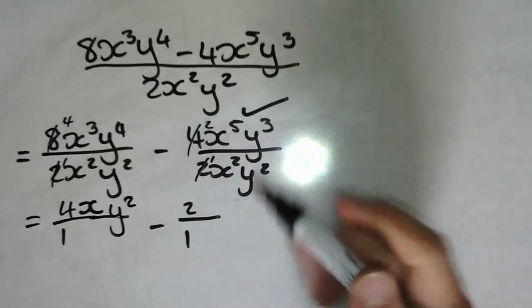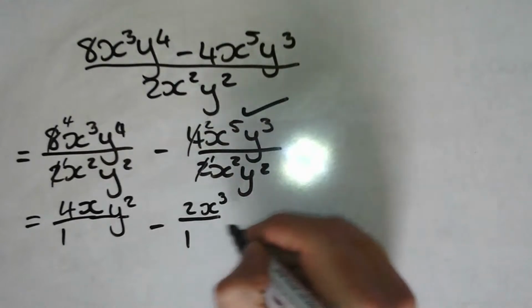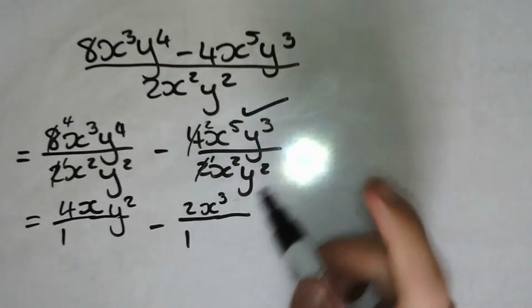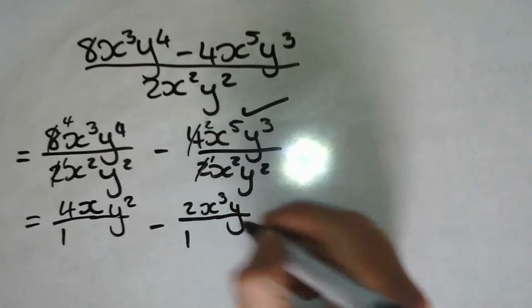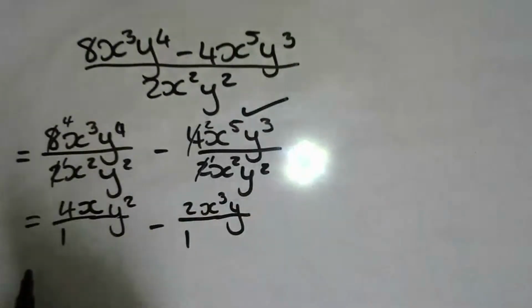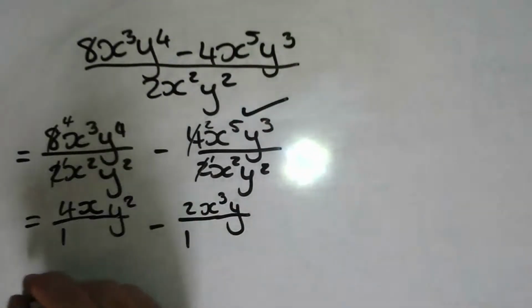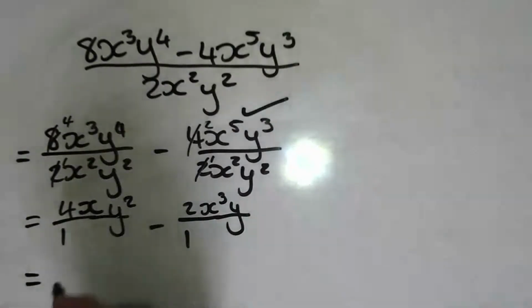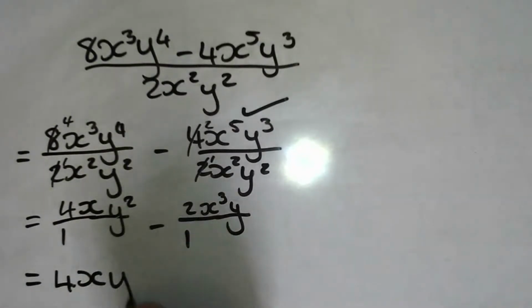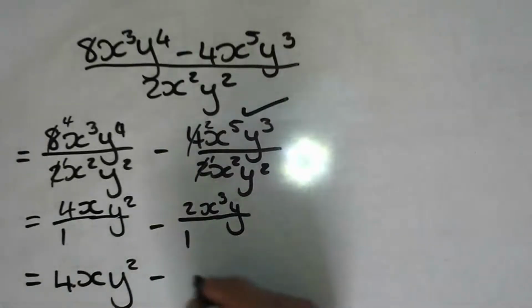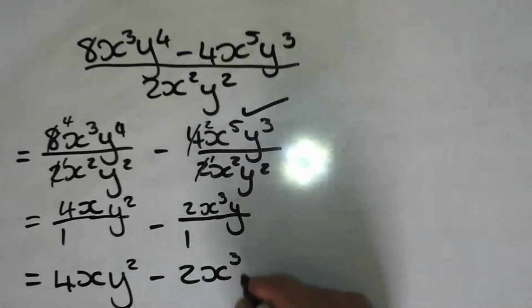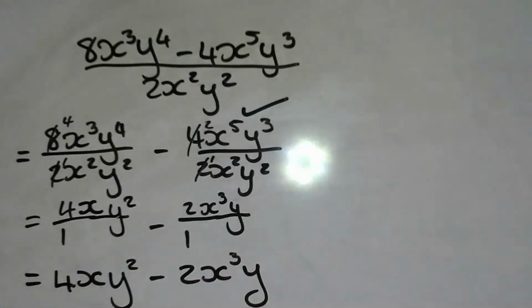5 minus 2 is 3. Most of them are at the top. 3 minus 2 is 1, and that 1 is at the top. Anything over 1 is written as a whole number. So your final answer should be 4xy squared minus 2x cubed y. They are not like terms because the x's don't look the same and the y's do not look the same. So please don't make that mistake.